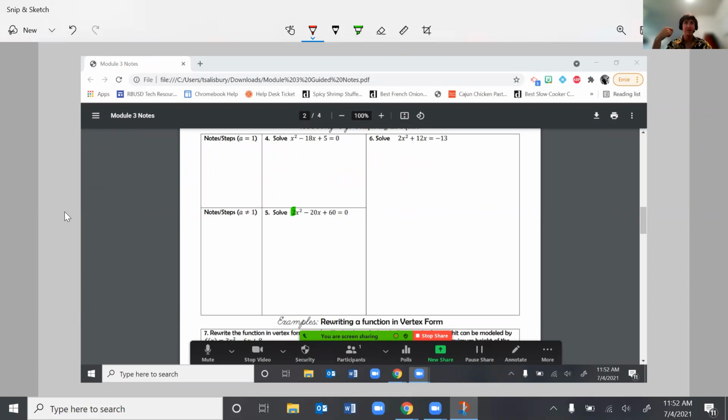So, okay, we're going to start with the same steps. Let's start by rewriting this as ax squared plus bx equals c. We don't want it equal to 0 this time. So let's move that 60 over. Subtract 60 on both sides. 2x squared minus 20x equals negative 60.